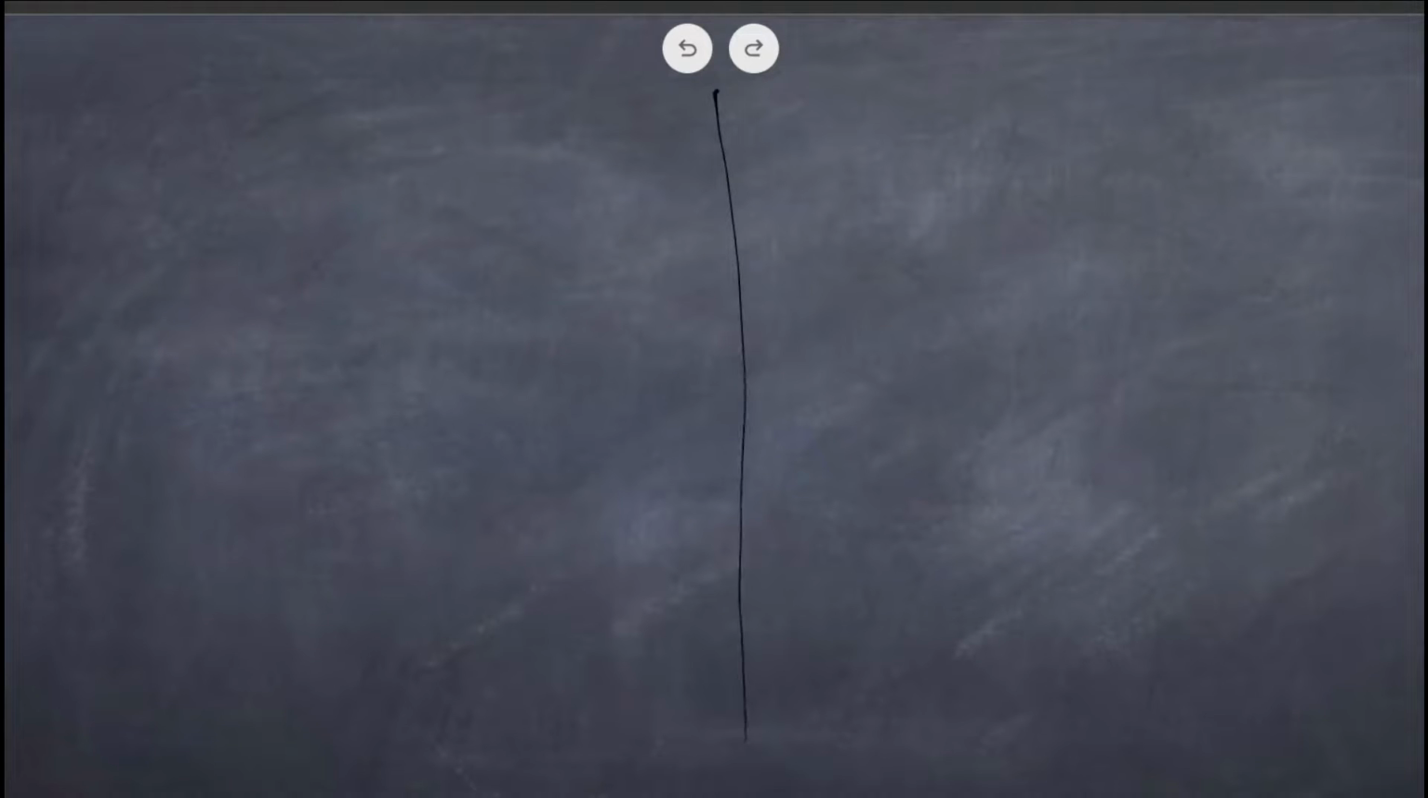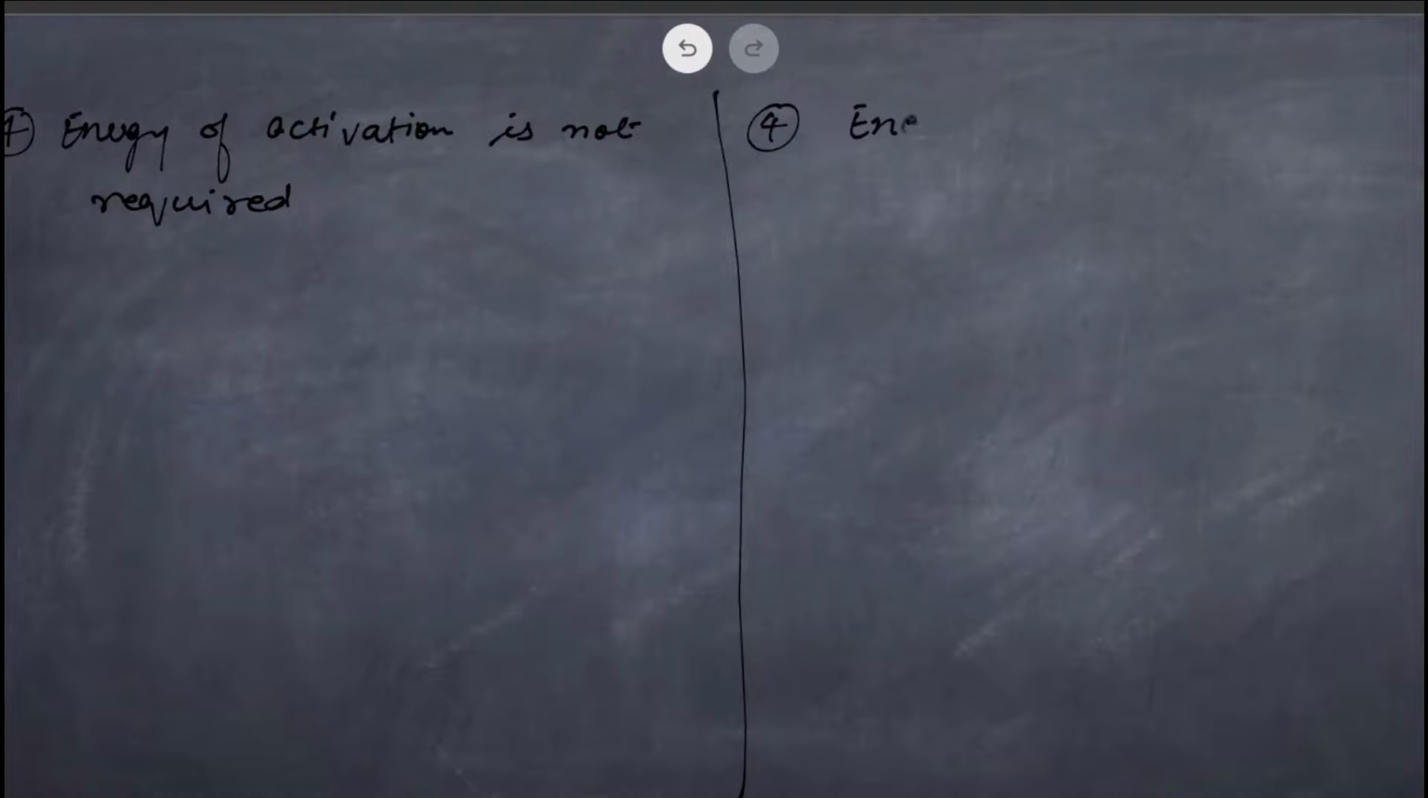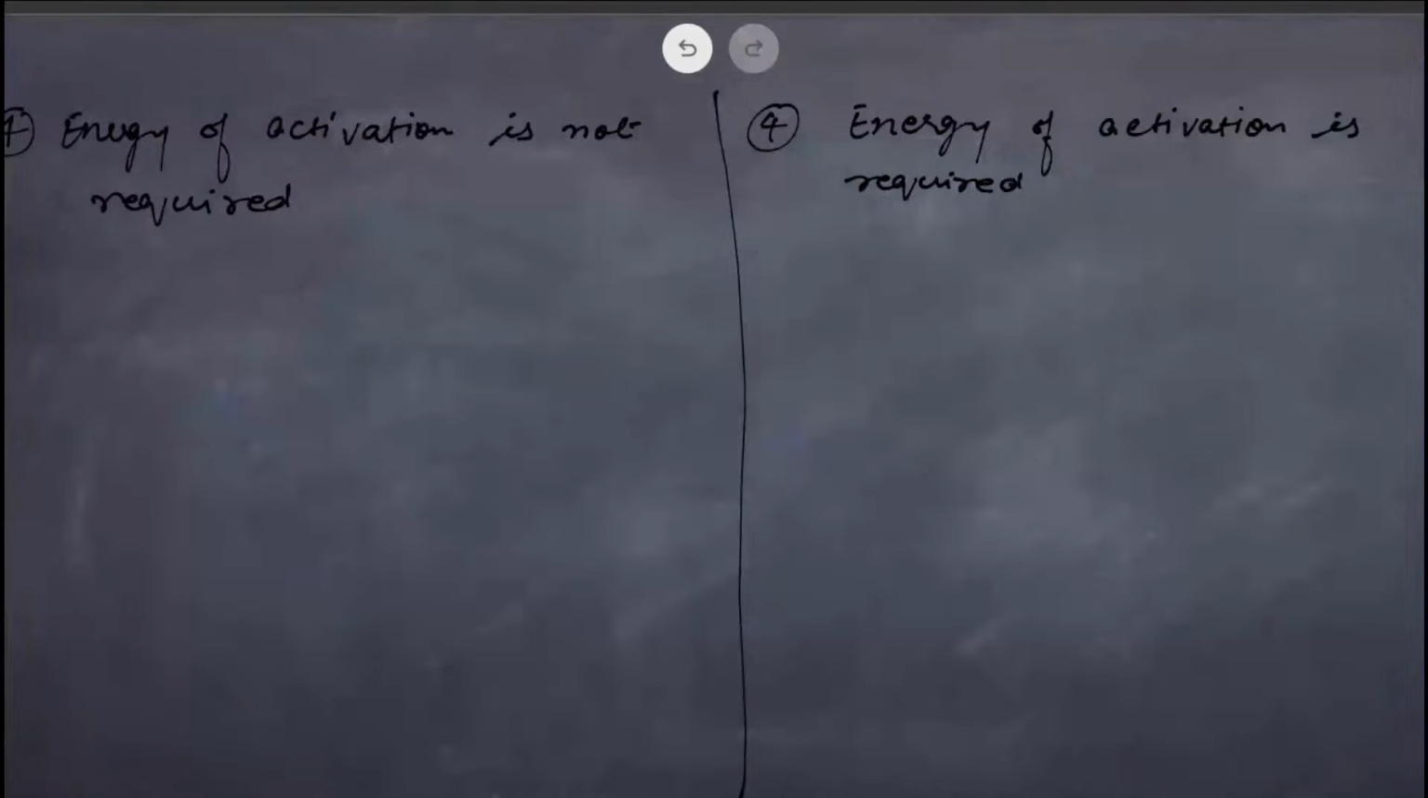So there are some more differences. The fourth point is energy of activation. In physical adsorption, it's not required. Here, energy of activation is required. These are formed by chemical bonds, and to proceed a chemical reaction, we obviously need some energy. So this is why we need some amount of energy of activation.